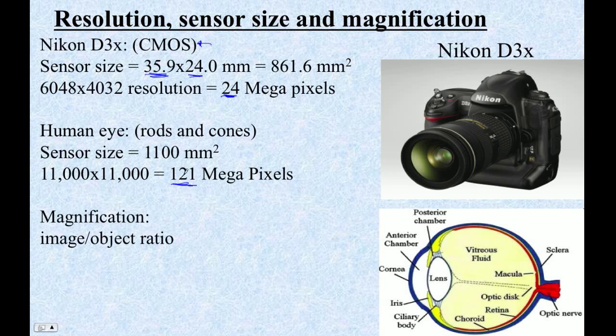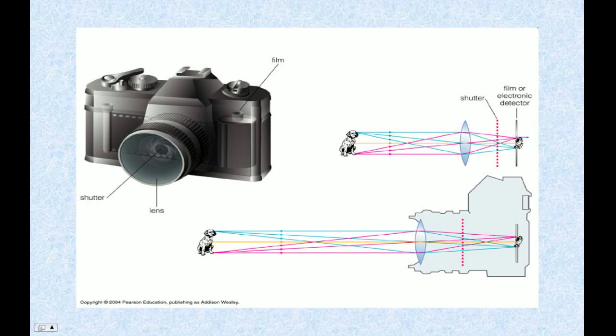I think eventually cameras are going to get better. Of course, this is the lens of the eye, and here's the part that's sensitive to the light. And then there's something else. There's magnification, which is the image size to the object size. This is almost always less than one in a camera. I can't think of a camera where it's not, because the image is this little tiny image here on the film. That's what your image is, and the object is bigger.